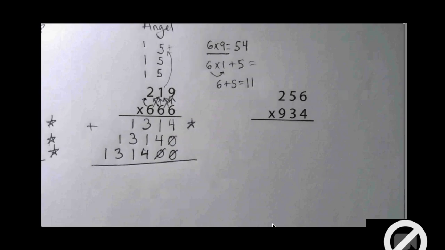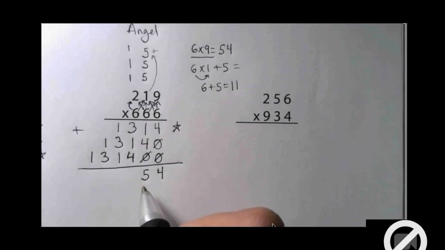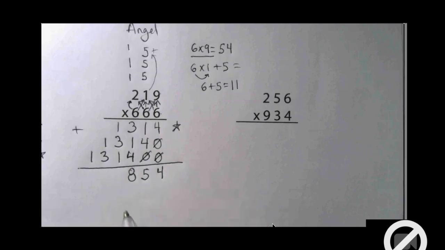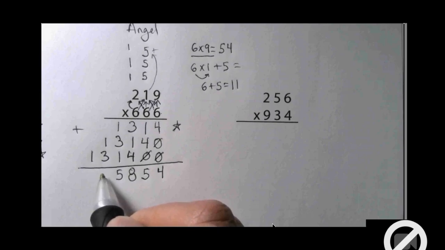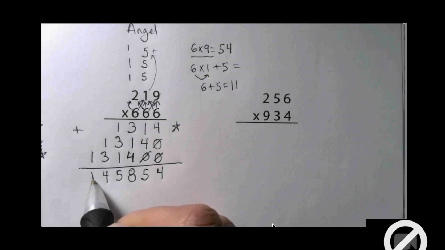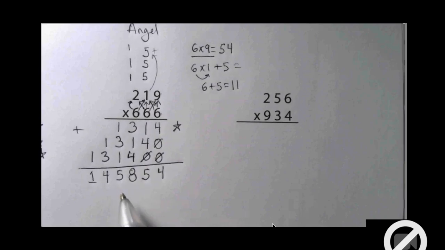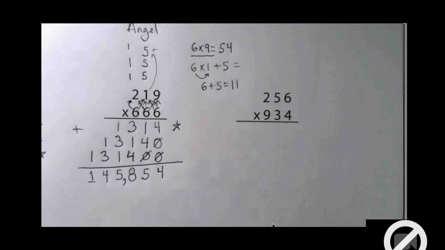So go ahead. 4 down. Okay. So put the 4 down. On the next column? 5. Yes, sir. On the next column? 8. Yes, sir. On the next column? 5. Okay. On the next column? 4. And then the next column? 1. Excellent. Where does the comma go, Angel? In the middle. Of what two numbers? Of 5 and 8. All right. And what number is that? Can you say it? 145,854. Great job, Angel.